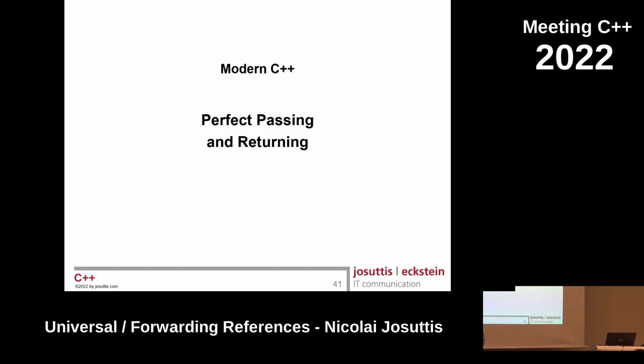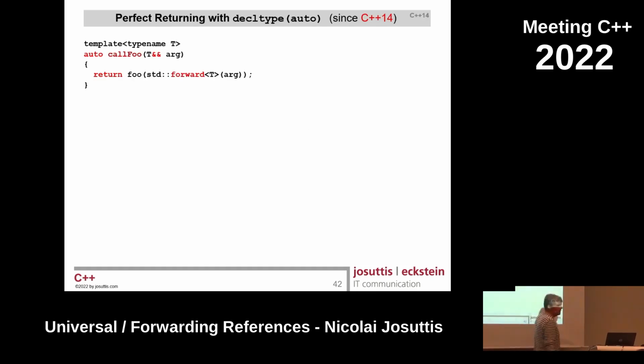So, what else? Let's talk about how we return something. We want to return something perfectly, of course. When we use auto, that means we return a PR value, a new temporary object. We create the return value.